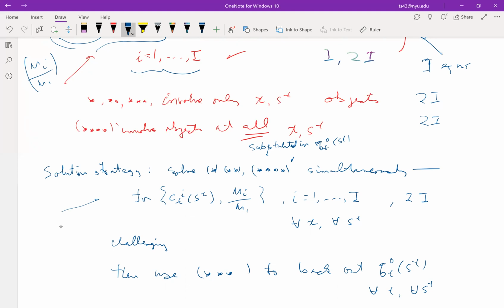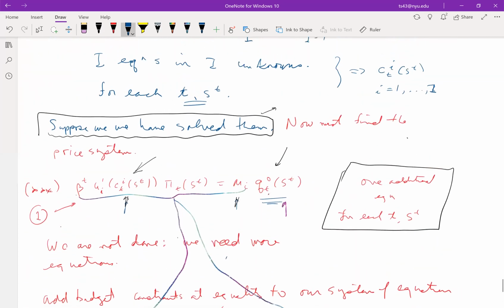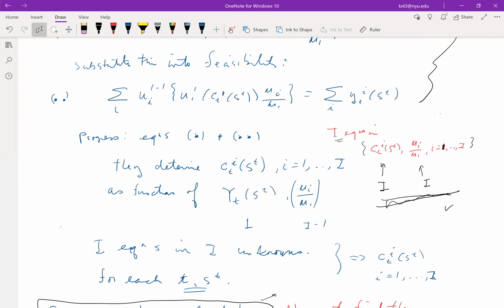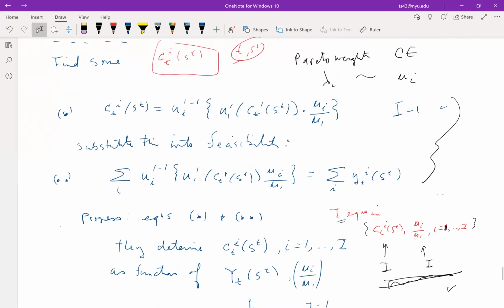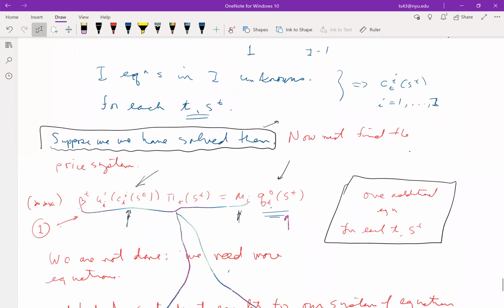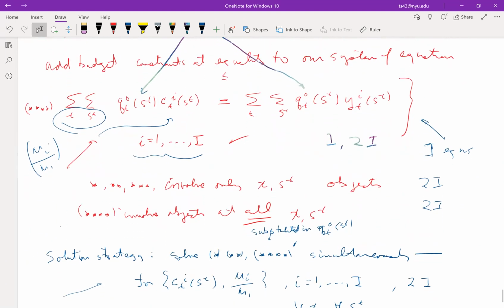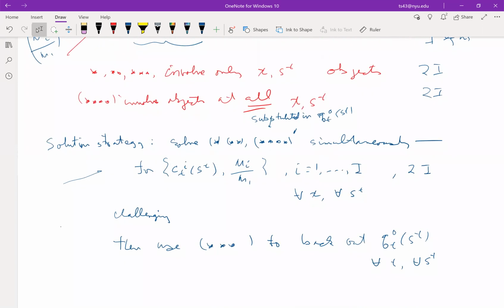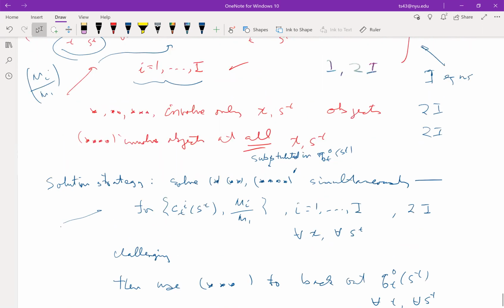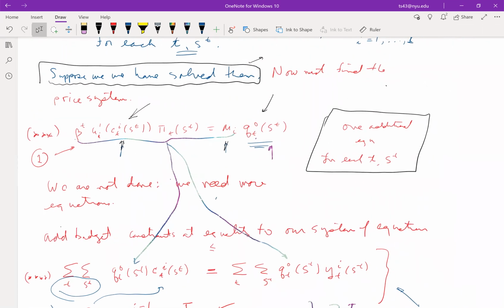Okay, so this is challenging. Let's pause here, and I'm going to give you another line of attack on solving these simultaneous equations, which is going to use something about the relationship between the planning problem and a competitive equilibrium. So that's what's going to be coming up next.